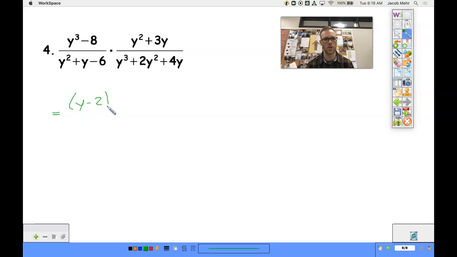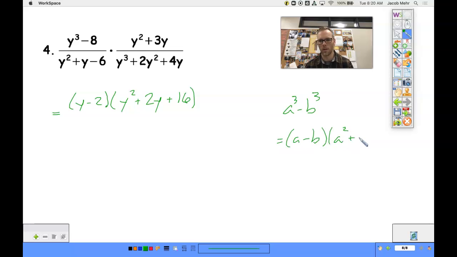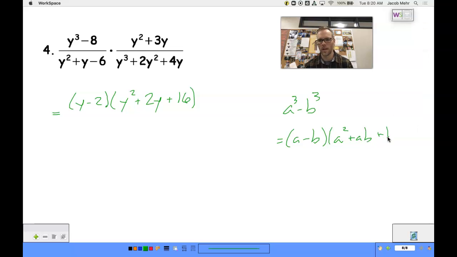So this is y minus 2, y squared plus a times b, which would be 2y, plus b squared, which would be 4. Remember, what's our pattern here? A cubed minus b cubed is a minus b times a squared plus ab plus b squared. So you make sure that you're staying fresh. Oops, not 16. That would be 4, b squared, because this is y cubed minus 2 cubed, so our b is 2.